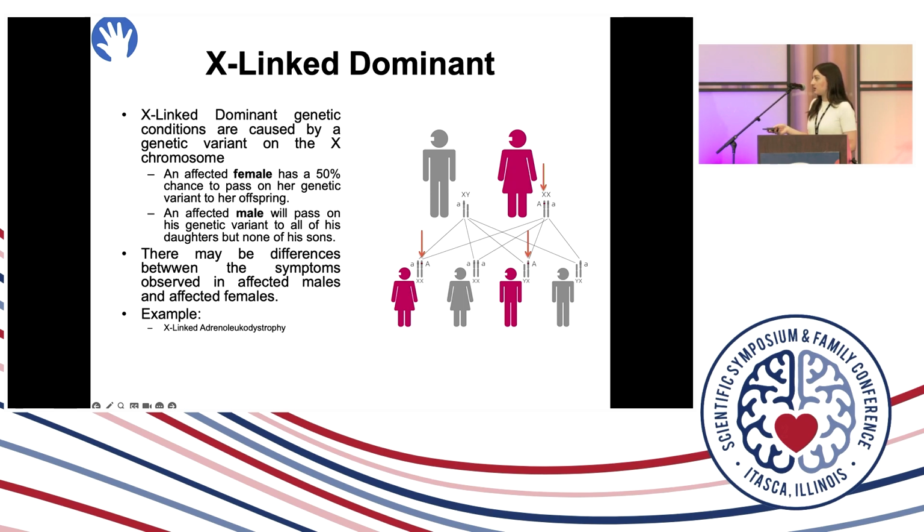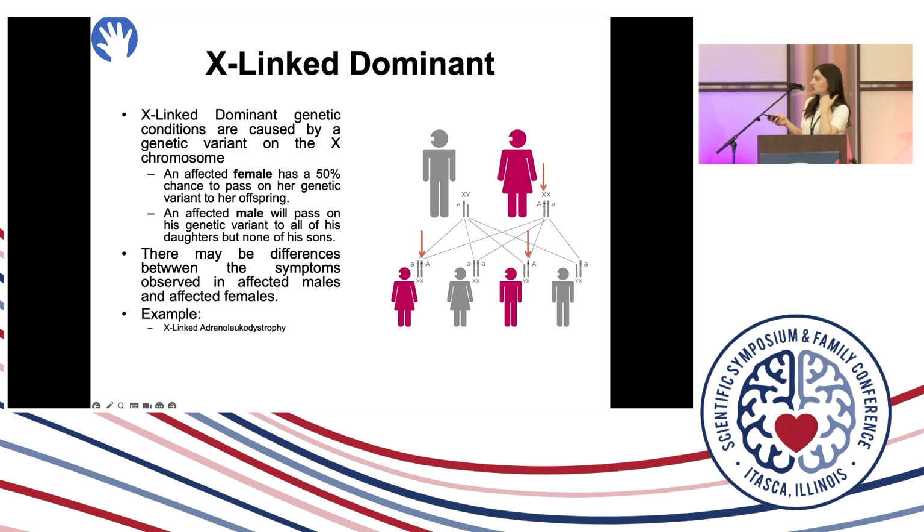Both male and female offspring of a female with an X-linked dominant condition are at risk to inherit that condition. However, if this individual, this male, had an X-linked dominant condition, he will pass on his X chromosome with a genetic change to all of his daughters, but none of his sons, because males pass on their Y chromosomes to their male offspring.